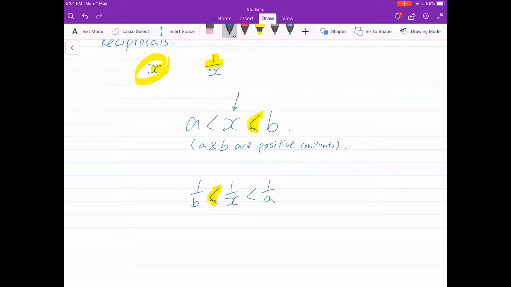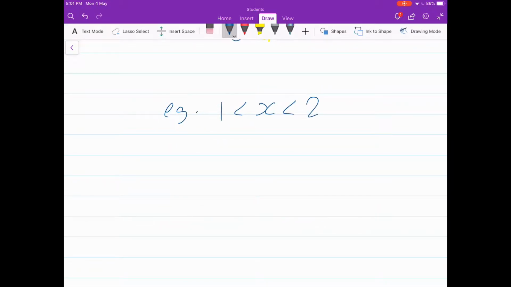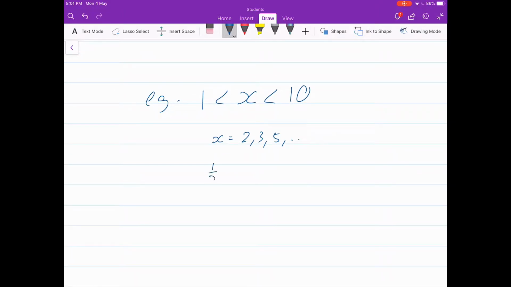Can I trust it? Well, let's try one case. So let me give you an example over here. What are some numbers that x could take? Okay, let's try to make it a whole number. I prefer that. What are some of the values x could take? Well, x could be equal to 2, 3, 5, and so on, all the way maybe to before 10. If I were to take 1 over x, what are you going to get? So on and so forth.